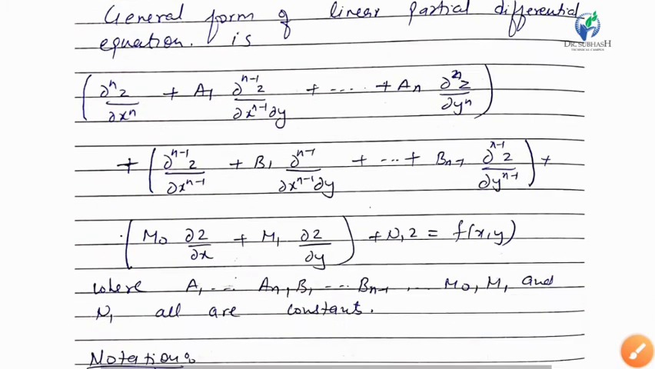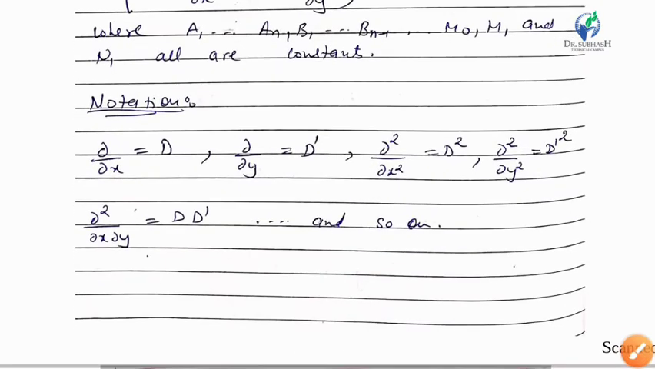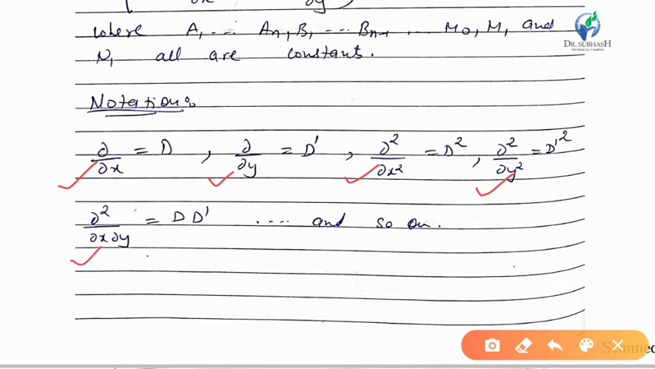Here a1, a2 up to an and b1, b2 up to b(n-1), m0, m1 and n1 are constants. These are the notations we will be using. ∂/∂x = D, ∂/∂y = D', ∂²/∂x² = D², ∂²/∂y² = D'², and ∂²/∂x∂y = DD', and so on.